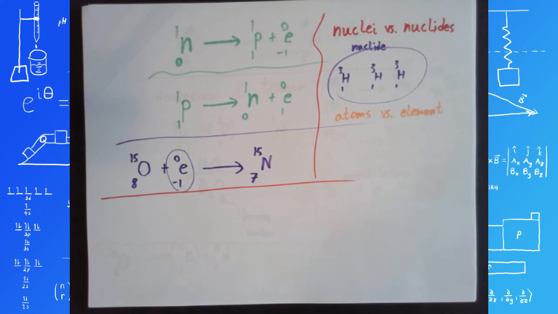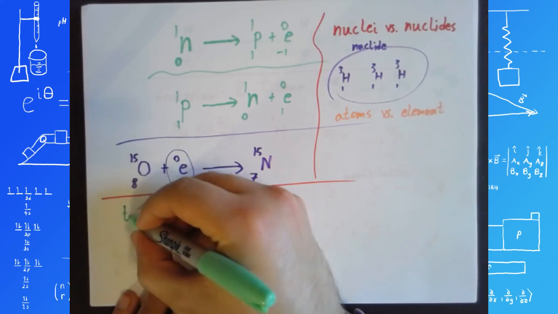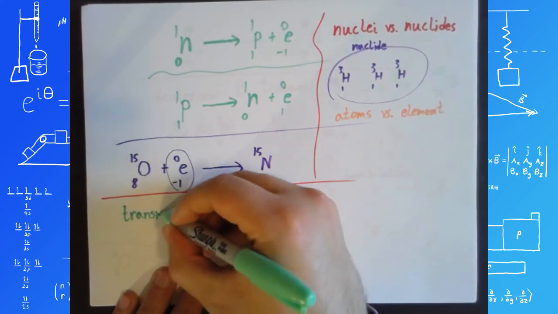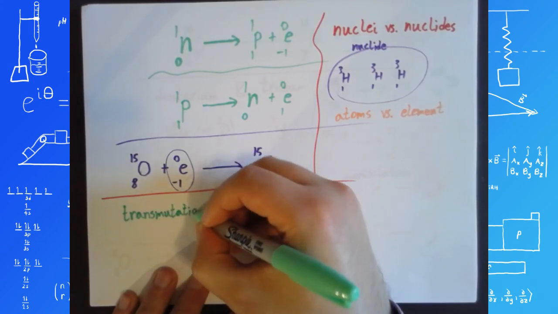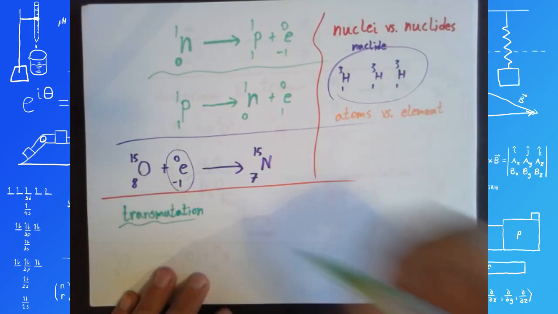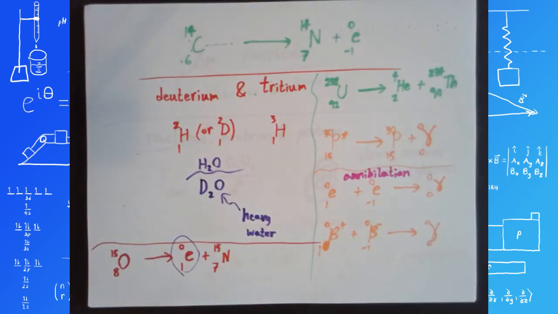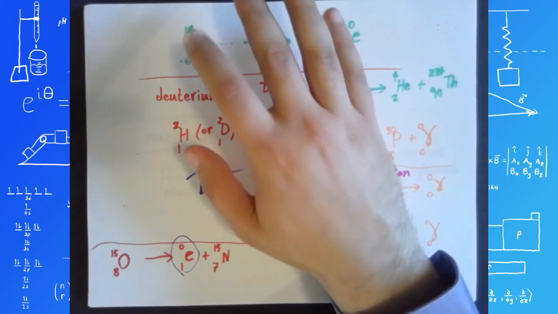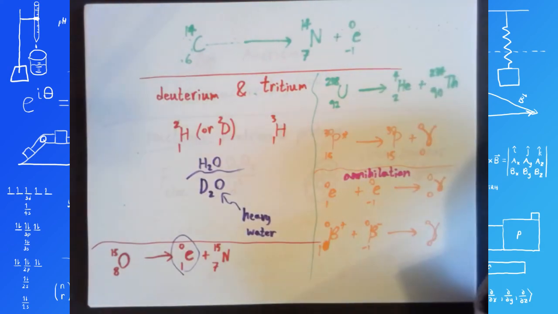Oh, actually, let me list. There's one more process that you might hear of for nuclear equations, which is called transmutation. And really, some of these do count as transmutations if I'm not mistaken about the definition. A transmutation is basically any nuclear reaction in which one atom of one element turns into another element.